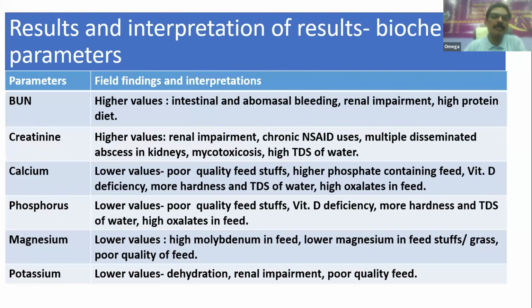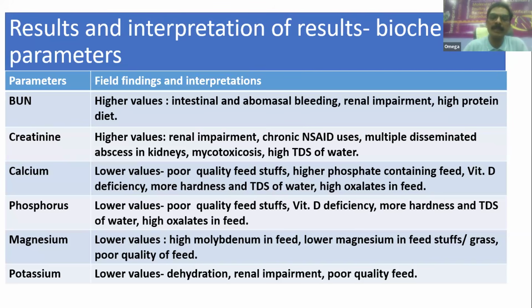Then interpretation of the biochemicals for kidney function tests. Blood urea nitrogen generally shows higher values in case of intestinal and abomasal bleeding, renal impairment, and a high protein diet. Whenever there is a high protein diet, generally observed in heavy breeds, blood urea nitrogen levels are generally high. Then creatinine levels are higher because of renal impairment, chronic NSAID use, multiple disseminated abscesses in the kidney, mycotoxicosis, and high TDS of the water.